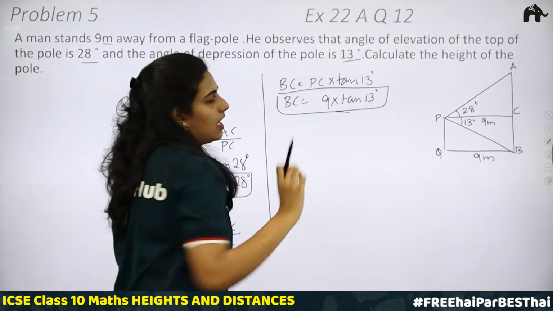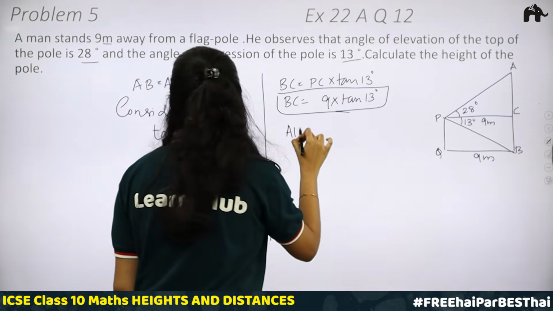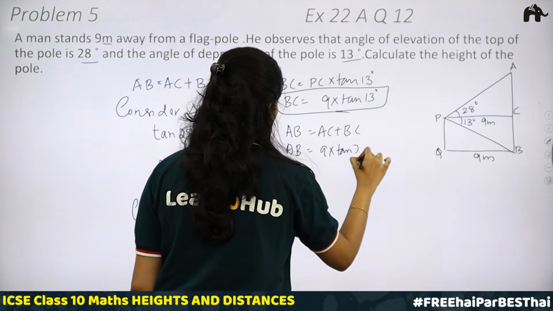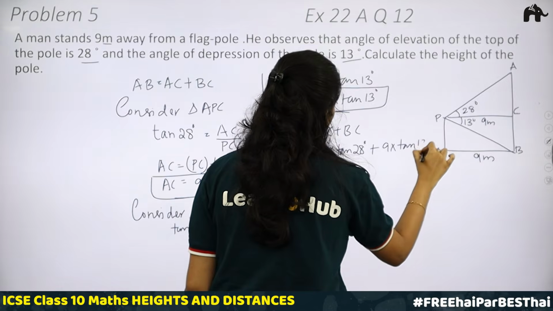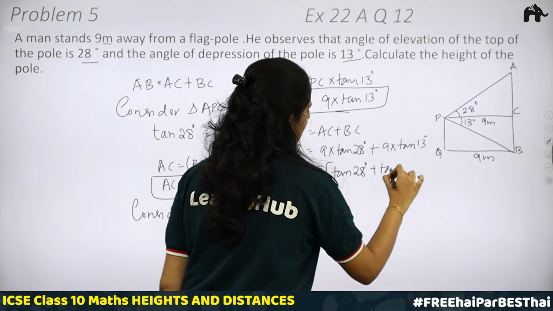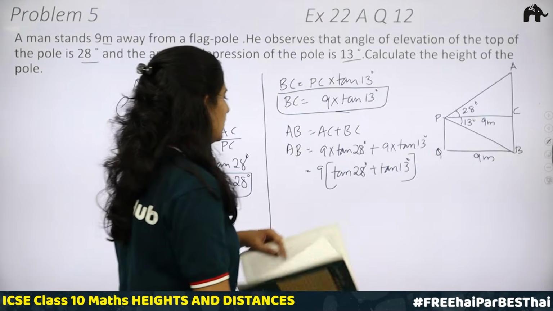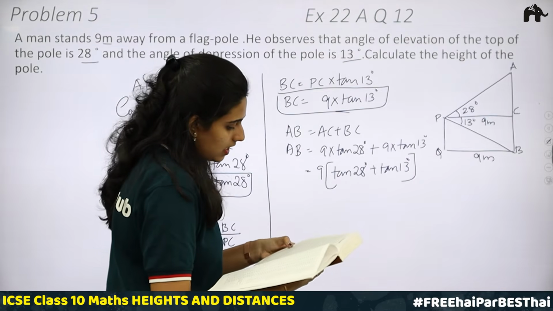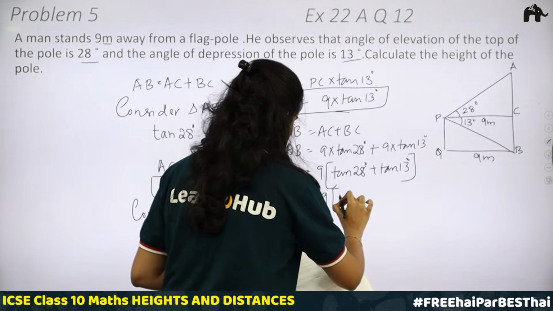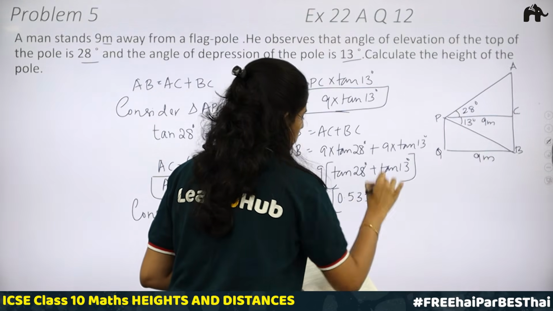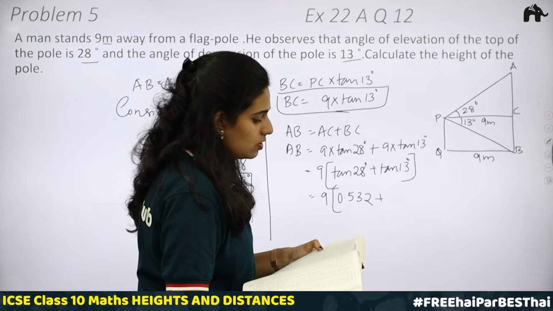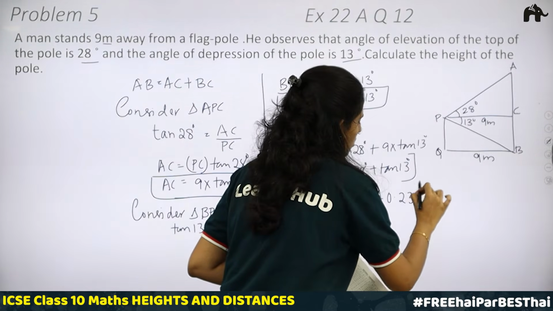Tan 28 degrees and tan 13 degrees can be determined using the natural tangents. We have AB equal to AC plus BC. Put the values. AB is equal to 9 into tan 28 degrees plus 9 into tan 13 degrees. Okay, 9 is common, taking out 9, tan 28 degrees plus tan 13 degrees. Now take the natural tangents. Tan 28 degrees is 0.5317, so we'll just round it: 9 into 0.532, plus tan 13 degrees. Tan 13 degrees is 0.2309, which can be rounded to approximately 0.231.